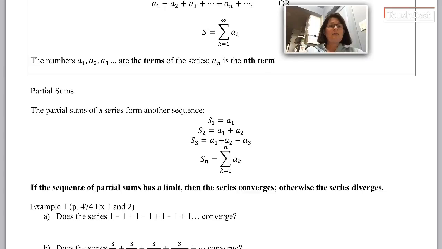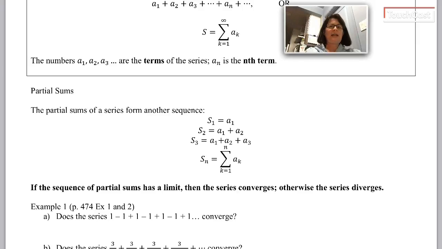So here, very specifically, is the definition of what it means for a series to converge. If the sequence of partial sums has a limit, then the series converges. So limit meaning there's one number that the sequence of all the partial sums is getting closer to, and that number can't be positive or negative infinity.